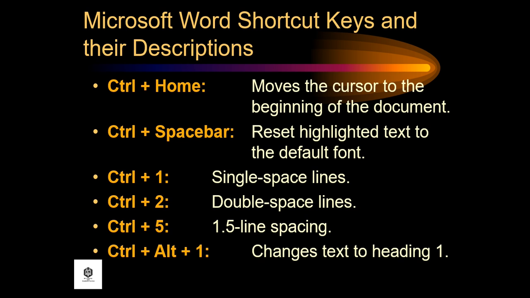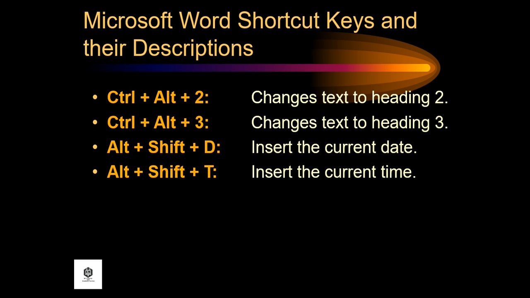Ctrl 1, single space lines. Ctrl 2, double space lines. Ctrl 5, 1.5 line spacing. Ctrl Alt 1, changes text to heading 1. Ctrl Alt 2, changes text to heading 2. Ctrl Alt 3, changes text to heading 3.